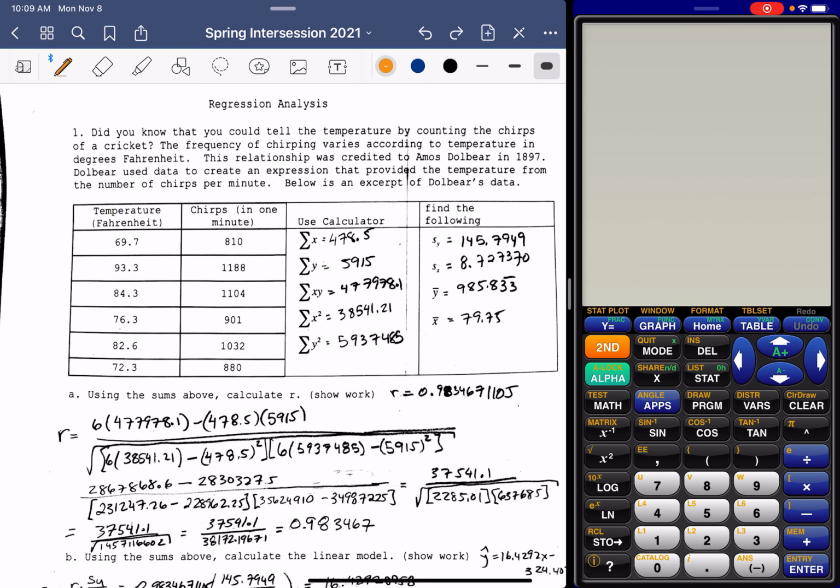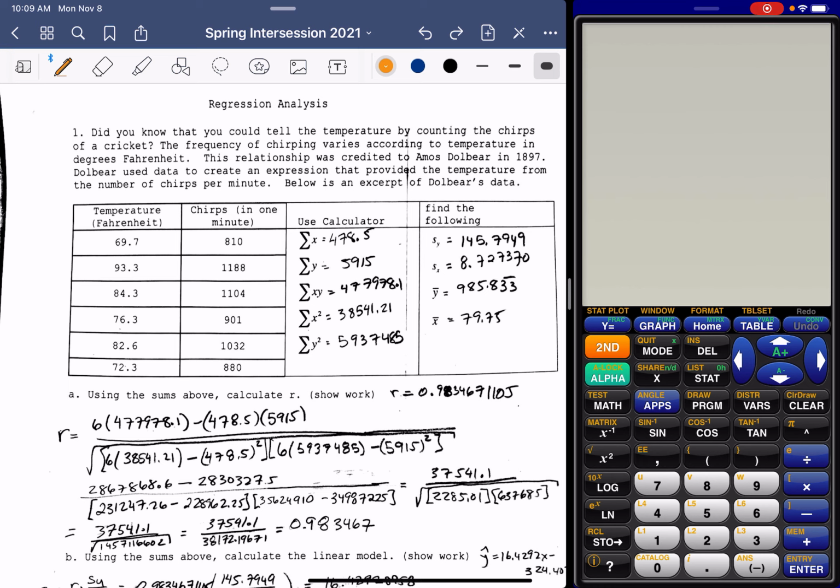And of course, the way they did this experiment is they had a thermometer and they were counting the chirps, and then they matched the two numbers, right? The chirping and the temperature. And based on some data, some bivariate data, they put it into a regression formula to see if there was a pattern. And so that's what we're doing here.